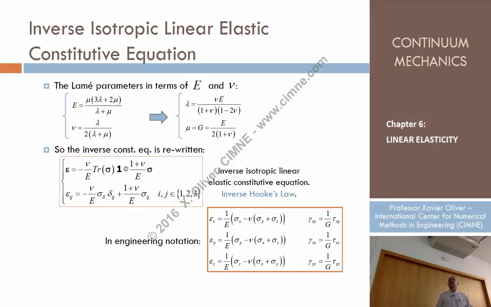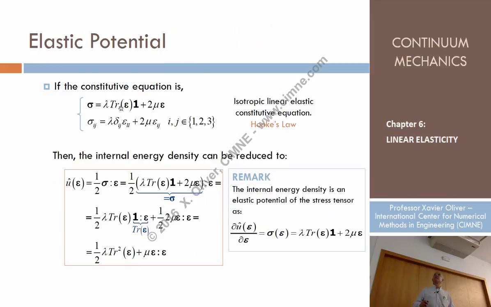So by introducing this into that inverse elastic constitutive equation for isotropic materials, it looks simpler, looks that way. Epsilon equals minus nu over E times the trace of sigma times the unit tensor, plus 1 plus nu over E times sigma. Or in components, we can just write this compact form in terms of the components, and epsilon ij has this formula, etc. Okay, that is the inverse Hooke's law. It is the inverse of that one.